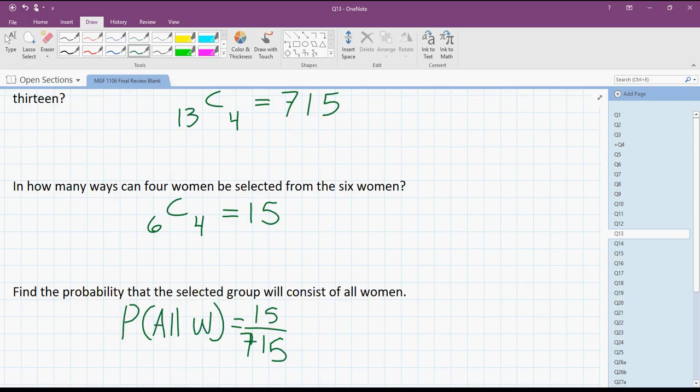And that reduces to, whoa. Yeah, absolutely right. 3 over 143. Okay? Again, you had to run 2 combinations to get the numbers you needed, and then you just compare the 2 over each other. And reduce. Okay?